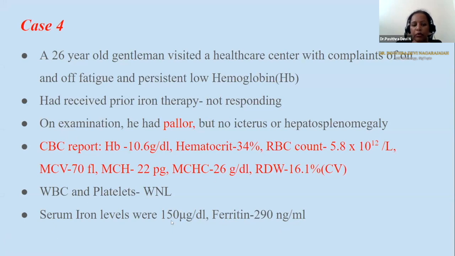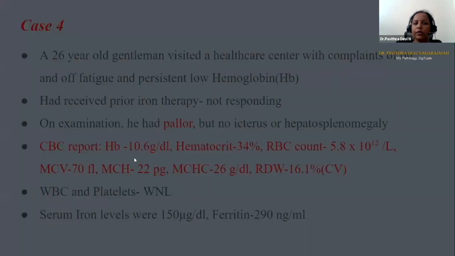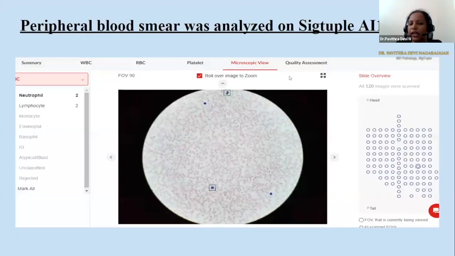you can make out he had a microcytic hypochromic picture. The peripheral blood smear was analyzed on SigTuple's AI100. By now, I think you would have been familiarized with this digital platform, so I need not go into the details. On the right-hand side, what you see are the FOVs.